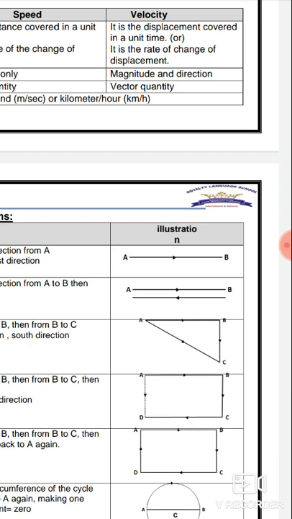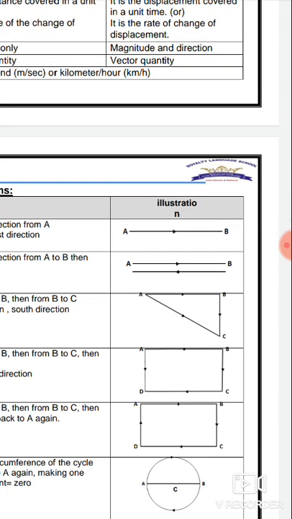Case number four: if the object starts to move from A to B to C to D, the distance equals AB plus BC plus CD, while displacement equals AD in the south direction.